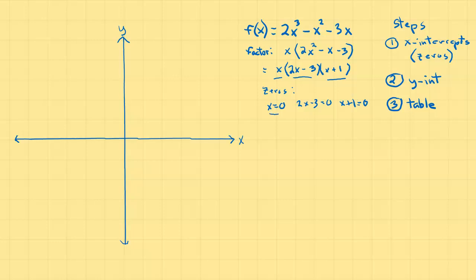Now this is already solved for right here, so that means it has an x-intercept right at 0 on the x-axis. So I'm going to go over here to the graph. I'm going to put a dot there to indicate that the graph goes through that point. Now I'm going to go back over to this next factor, which I set equal to 0. When I solve, I add 3 to both sides, so I get 2x equals 3. And then when I divide both sides by 2, I get x is equal to 3 halves. That's 1.5. I don't know if you can see the grid lines here, but 1.5 would be right about here, right in the middle.